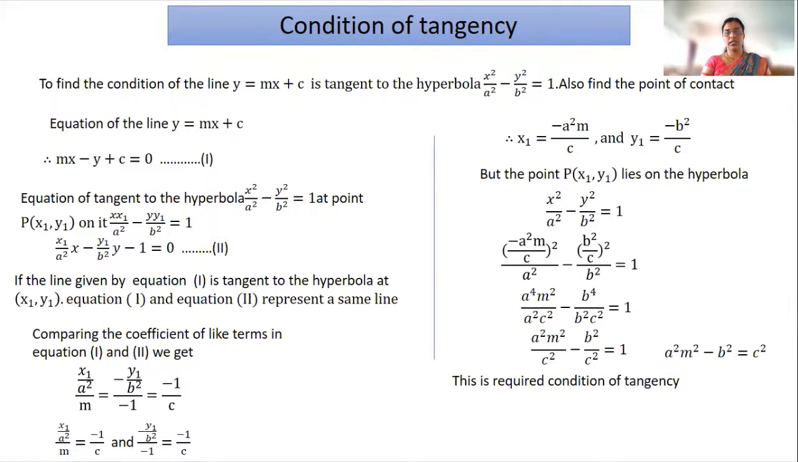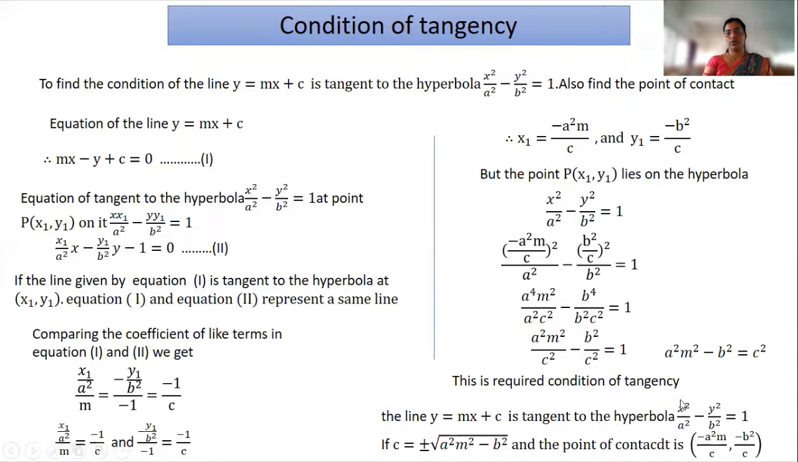That means, to check whether the given line is a tangent to the hyperbola or not, it is sufficient to show that c square is equal to a square m square minus b square. This is called the condition of tangency. And the point of contact is x1 and y1.